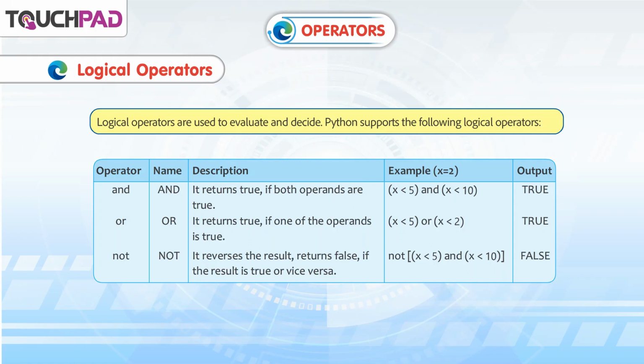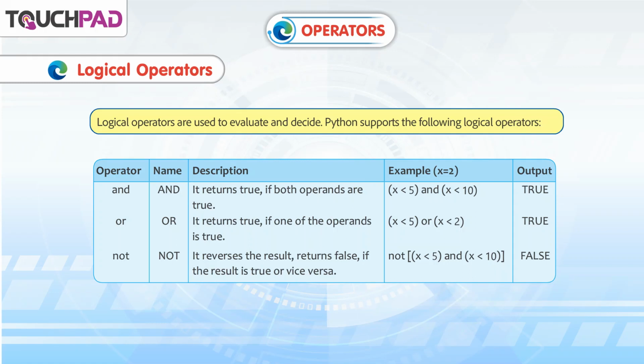And. It returns true if both operands are true. X is less than 5 and x is less than 10. The output would be true. Or. It returns true if one of the operands is true. X is less than 5 or x is less than 2. The output would be true.